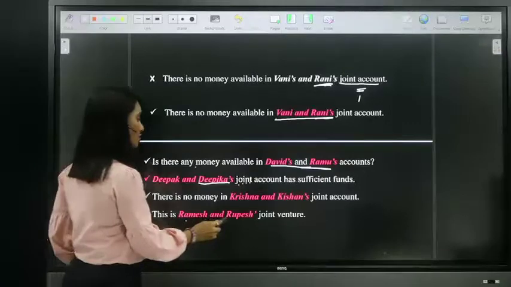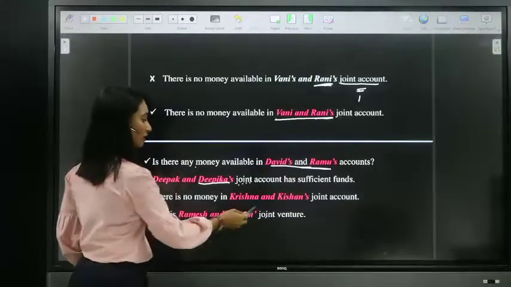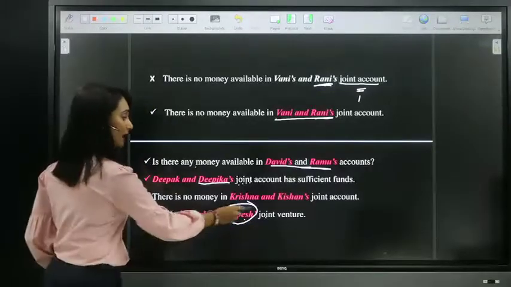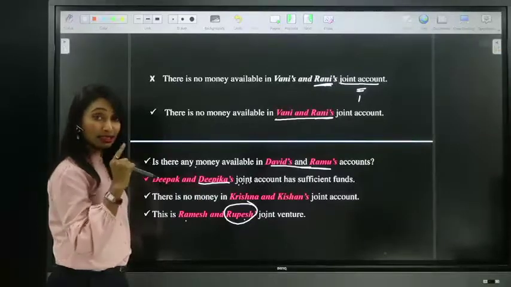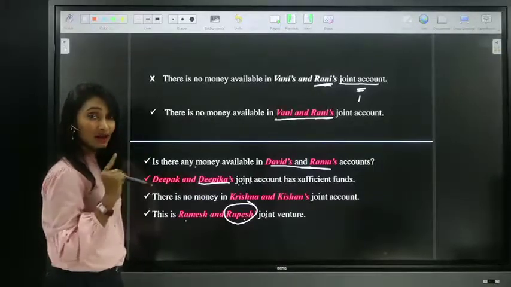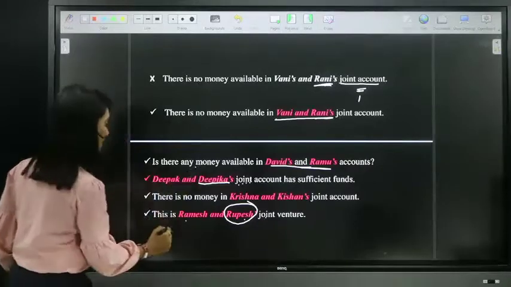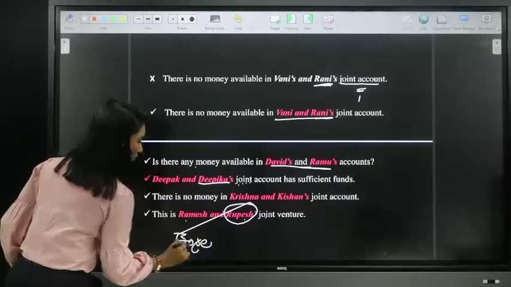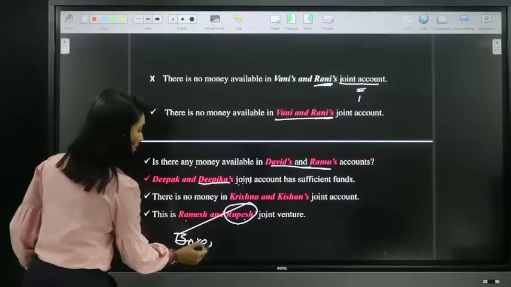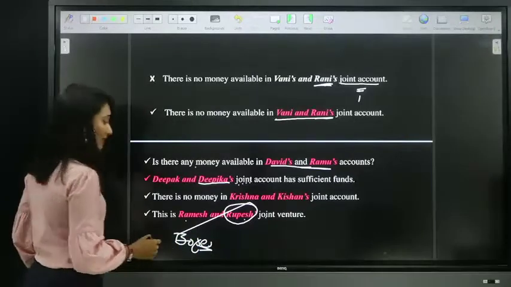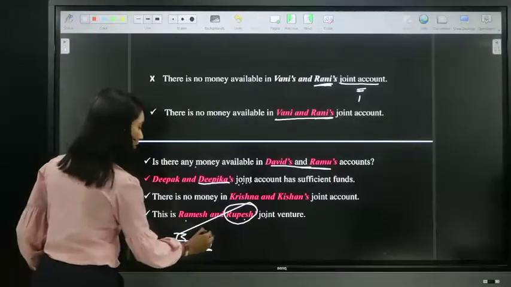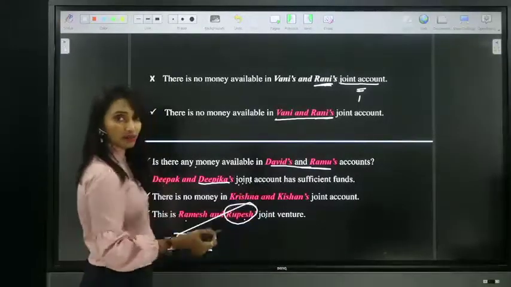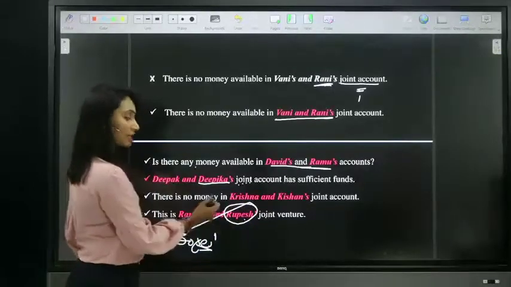This is Ramesh and Rupesh joint venture. Here again, look at this, it ends with sh, not s, but we add only an apostrophe because the sound is s, just like yesterday we discussed with Bose. Even though it doesn't end with s, the sound is s. So we add only an apostrophe. In the same way, this is Ramesh and Rupesh joint venture. Here we added an apostrophe to indicate possession.